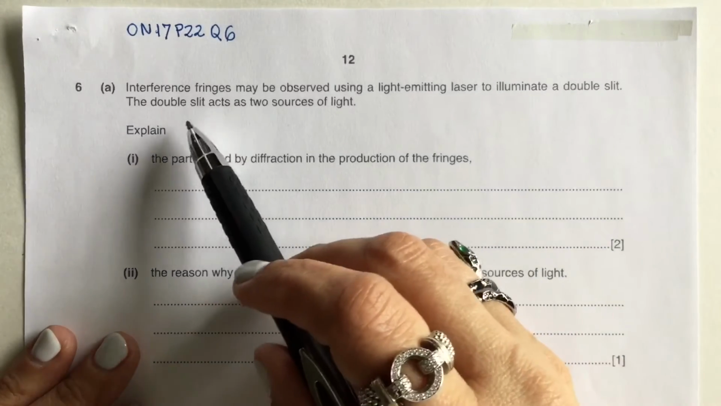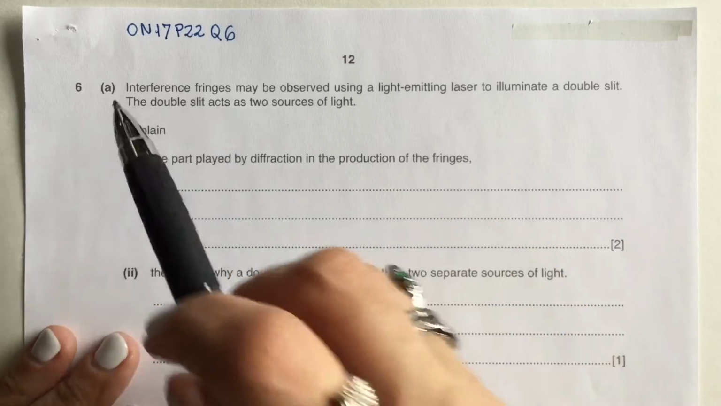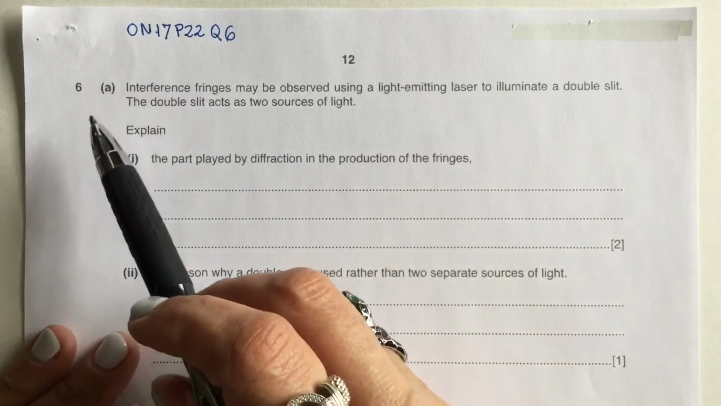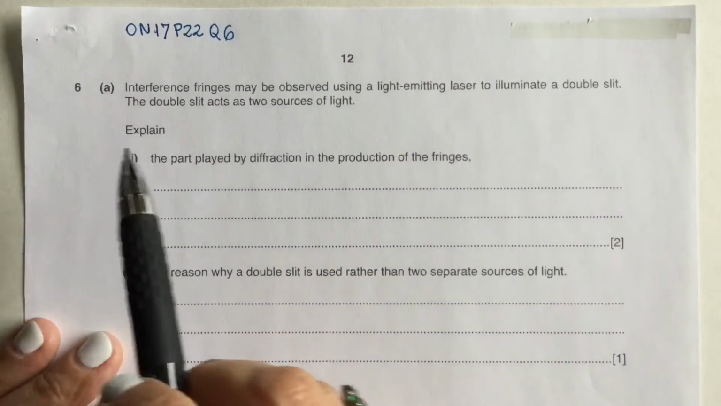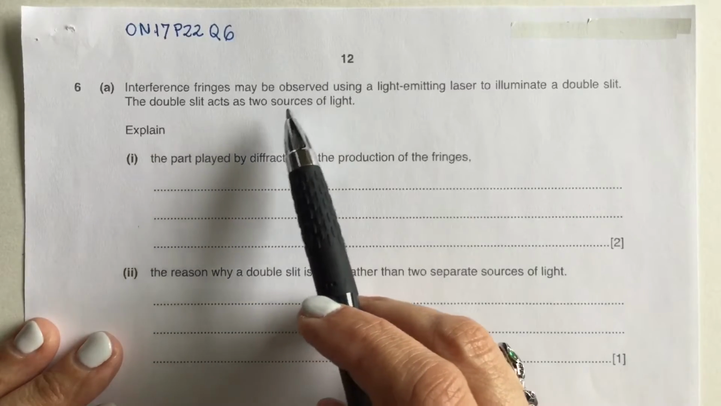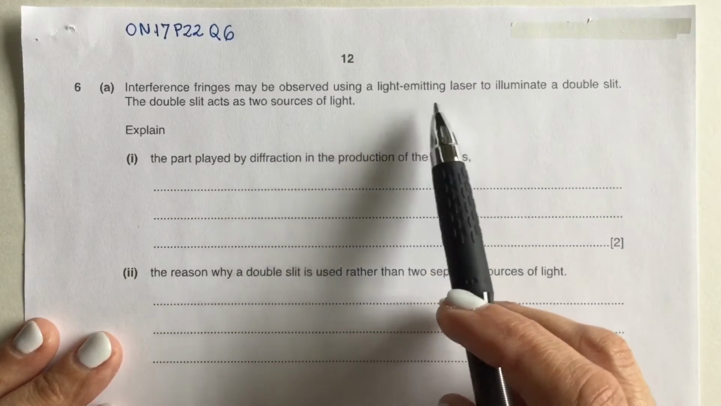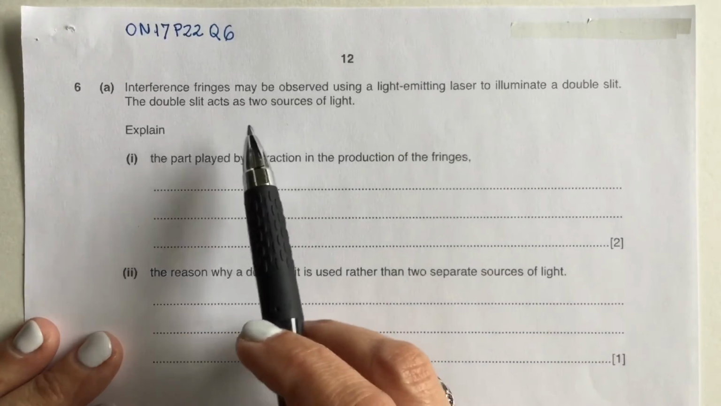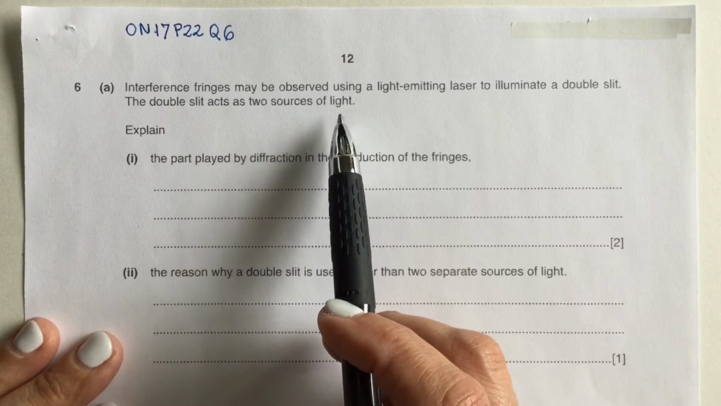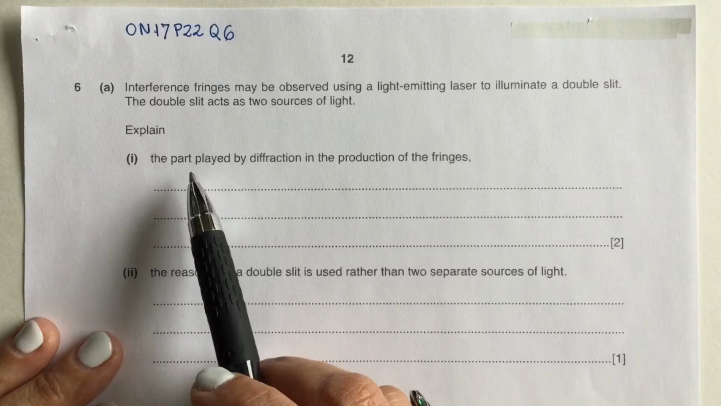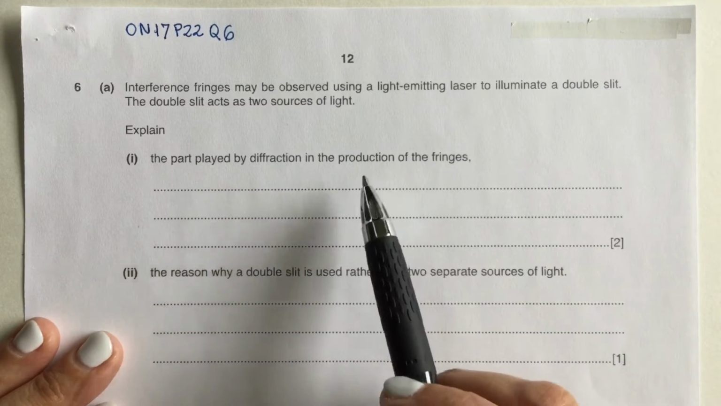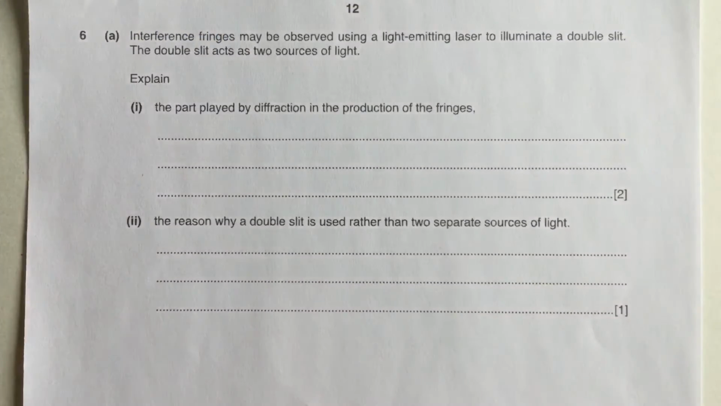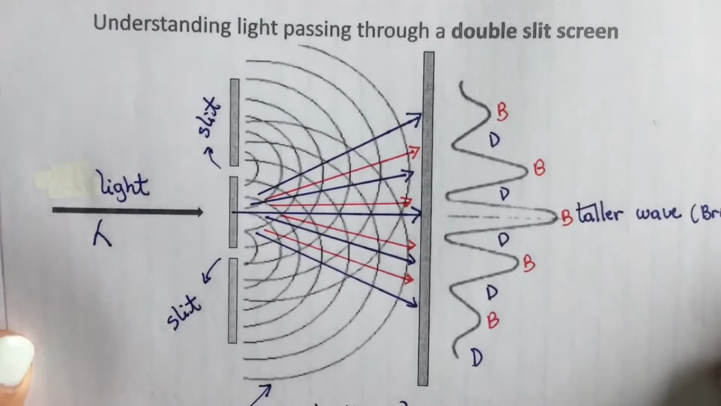The question is about double slit interference from October-November 2017, paper 22, question 6. A. Interference fringes may be observed using a light-emitting laser to illuminate a double slit. The double slit acts as two sources of light. Explain (i) the part played by diffraction in the production of the fringes. Before answering this question, I'm going to bring back your notes.